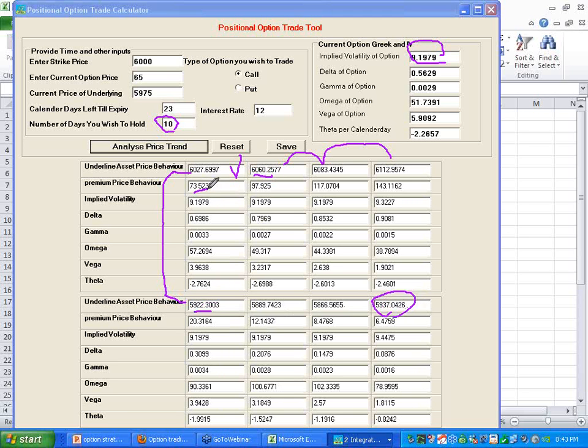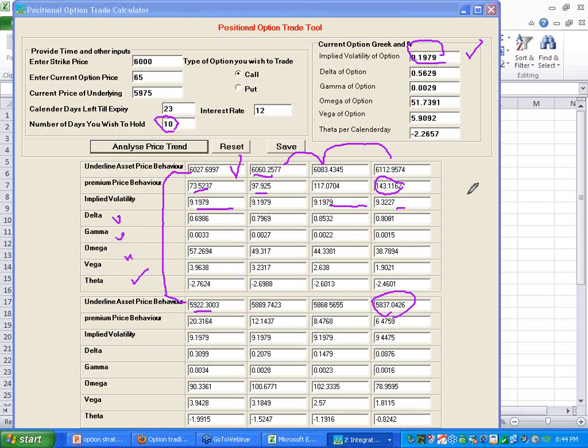And during that time, how will the premium behave? The premium may come down to 20 rupees in case of a Nifty fall, or it has the probability to touch the 143 level based on the current implied volatility condition. Apart from that, it gives you how the implied volatility will change during this phase, and it also gives you delta, gamma, omega, vega, theta, all these parameters for your choice.